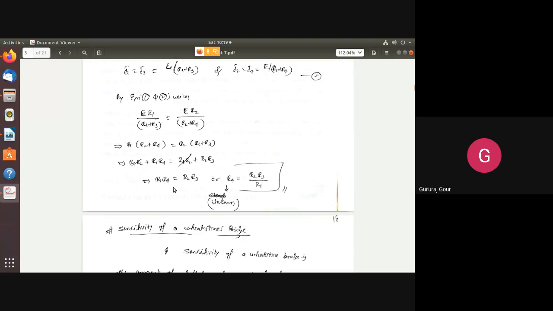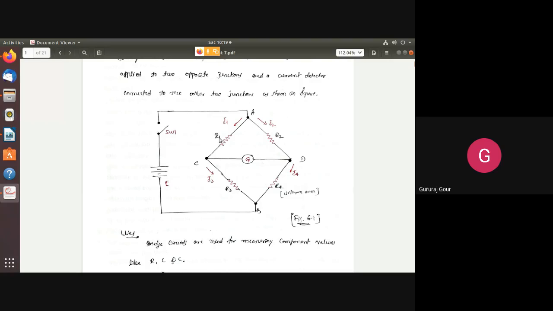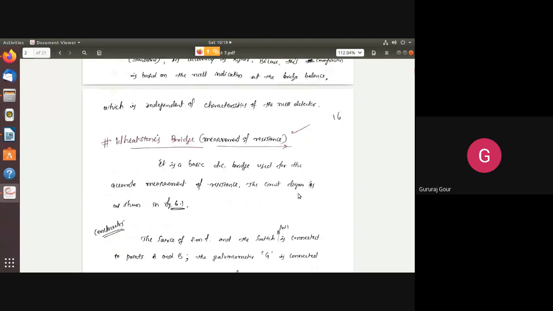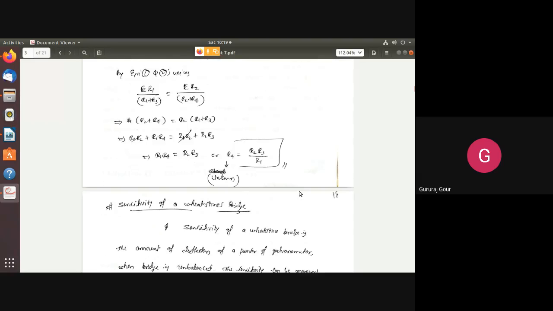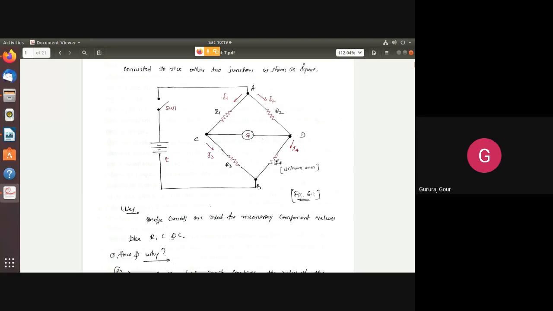So this is the standard bridge balance equation for the Wheatstone bridge: R1 R4 equal to R2 R3. So let us see what these are. One thing you remember, R1 and R4 are an opposite pair, and R2 and R3 are another opposite pair. R1 R4, R2 R3. Keep this in mind when you are doing derivations or any problem or explaining the operation of the bridge.